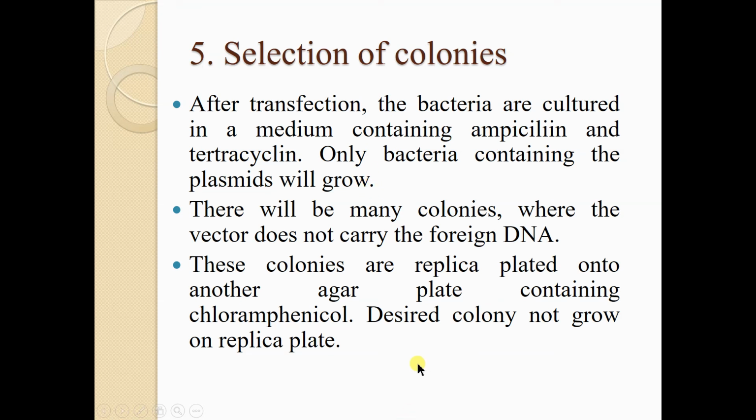So now only two types of bacteria are there: one bacteria containing a simple plasmid and one bacteria containing the chimeric plasmid. So now there will be many colonies where the vector does not contain the foreign DNA. From that, one colony contains the vector which contains foreign DNA, and one colony contains the vector, that is the plasmid, but doesn't contain our foreign DNA.